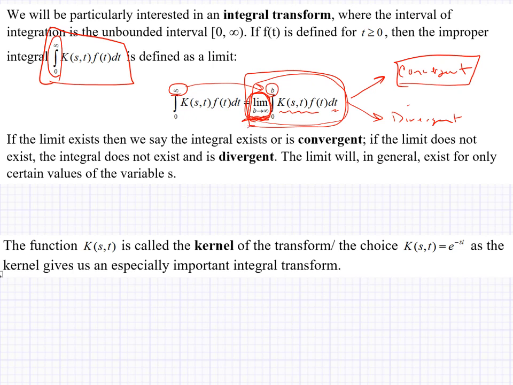Well, this specific integral has some meaning. There's a reason why we keep looking at this. This is essentially what we're going to define as a Laplace transform. And in this particular integral, this function k of s and t, we're going to call the kernel of the transform. Okay? And specifically for the Laplace transform, the kernel is going to be e to the negative st.